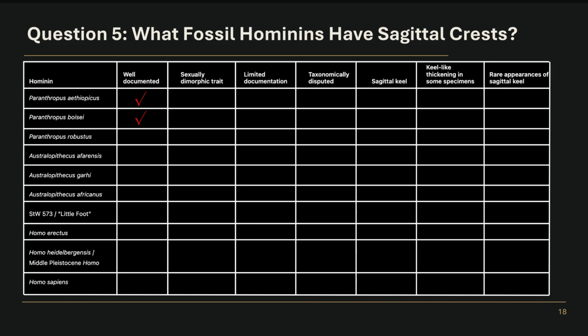STW 573, Littlefoot, is a subject of taxonomic dispute, and I strongly suggest taking time during or after completing this video to read about the unique circumstances surrounding this mesmerizing specimen.